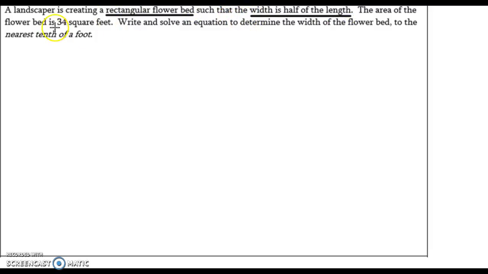The area of the bed is 34 square feet, so we're talking about the area there. And it asks us to write and solve an equation to determine the width of the flower bed. So that's the piece that we're looking for. That's what we're going to circle, to the nearest tenth of a foot.